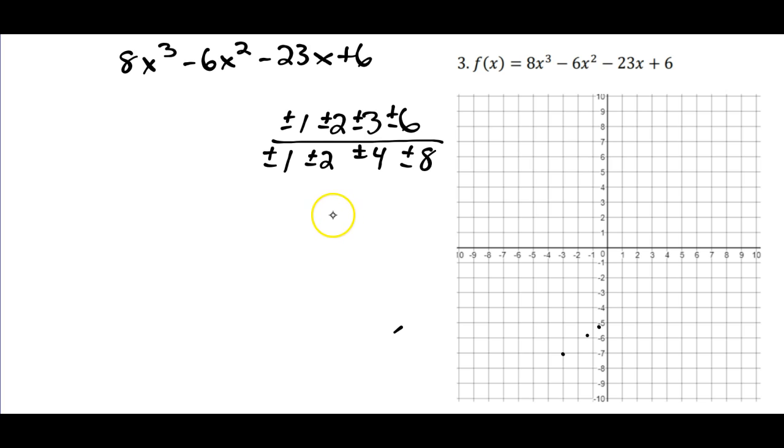It's a lot of factors here. So some people do it like this. They make a chart and write this out. This is plus or minus 1, 2, 3, and 6, and this is our numerator, the factors of the numerator, and then the factors listed in the denominator go like this: 1, 2, 4, and 8.